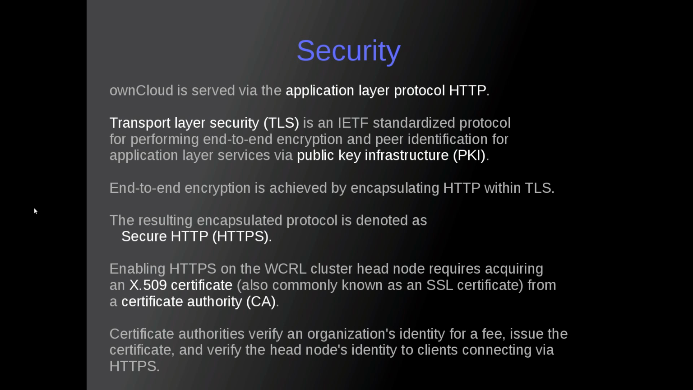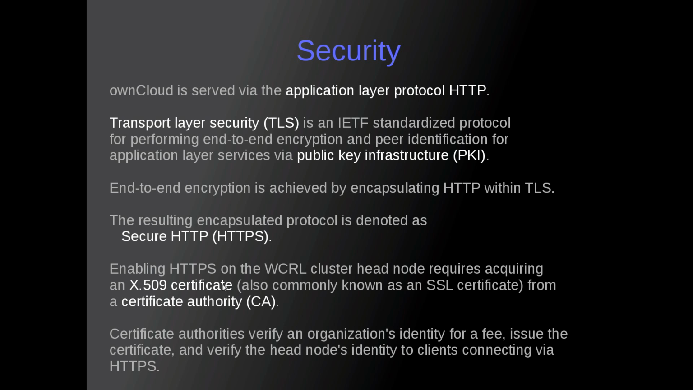A note about security. ownCloud is served via the application layer protocol HTTP. Transport layer security is a standardized protocol for performing end-to-end encryption and peer identification for application layer services via a public key infrastructure. End-to-end encryption is achieved by encapsulating HTTP within TLS. The resulting encapsulated protocol is denoted as secure HTTP.